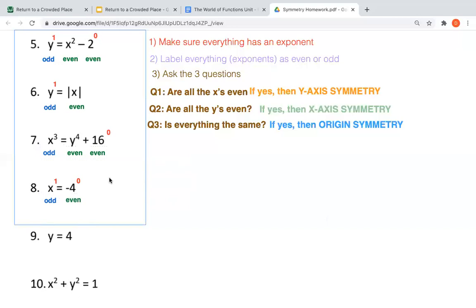So let's look for even x's. So here, x squared, that's even. Absolute value of x is even. Number 7 does not have an even x, that x is odd. Same thing with number 8, 3 and 1 are odd numbers. So just 5 and 6 have y-axis symmetry.